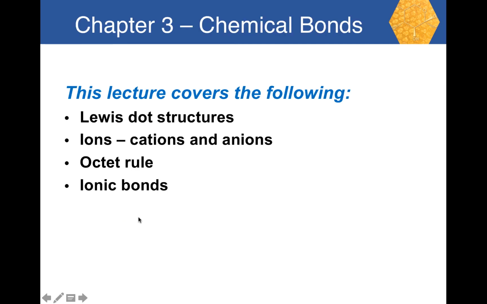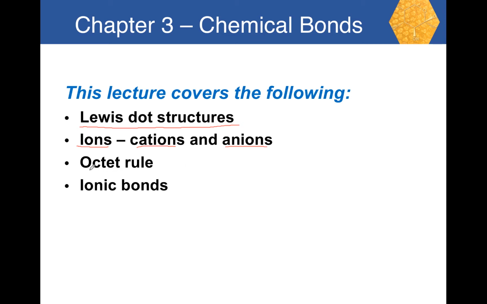Okay, let's get into today's lecture. What we'll look at today is a new term called the Lewis dot structure. We'll define the Lewis dot structure. We will use it in terms of making different chemical bonds and different ions. Next, we'll look at ions. We'll define the term ions. There are two types, cations and anions. So we'll define those, and then we'll apply that definition to solving different problems.